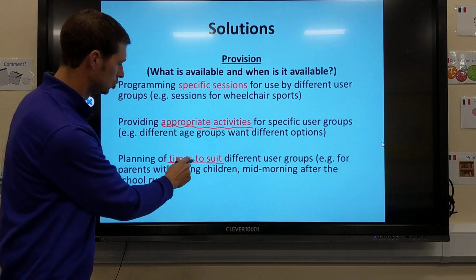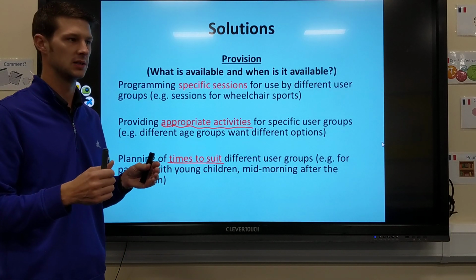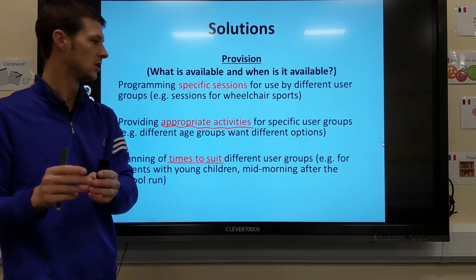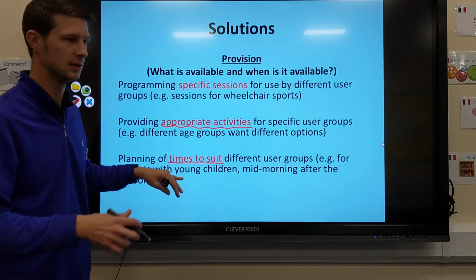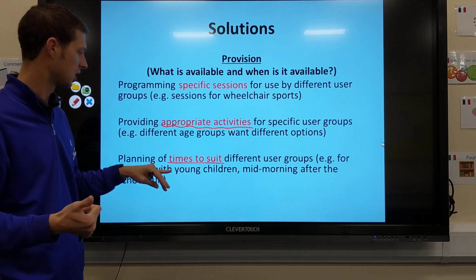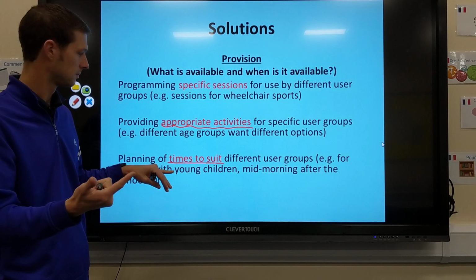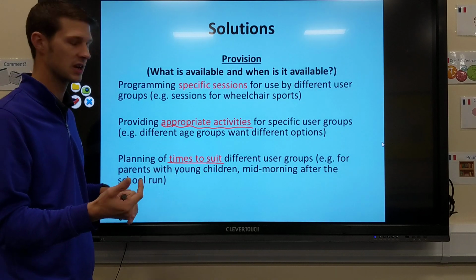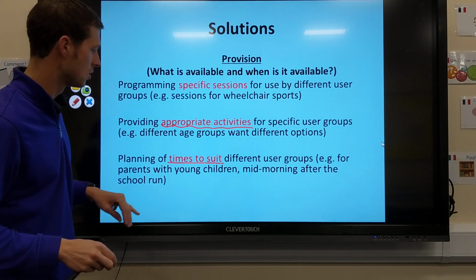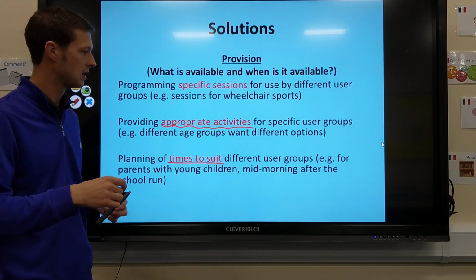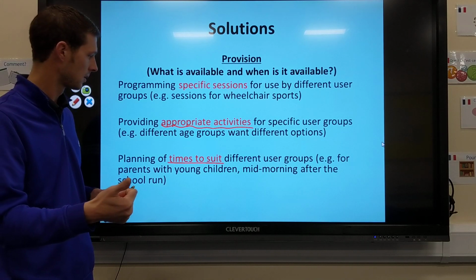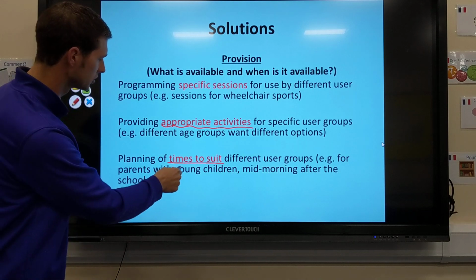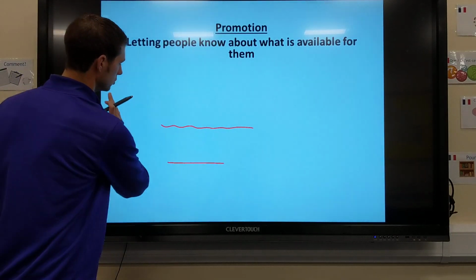So for example, during the day, they're probably targeting a very different user group compared to mornings and evenings. Mornings and evenings, they'll be targeting the people who work full time, people who may have families, teenagers that go to school, so they can have time in the morning and in the evening. Whereas during the day, they will probably target the unemployed, and they might target the retired. So making sure the timings suit the different user groups.